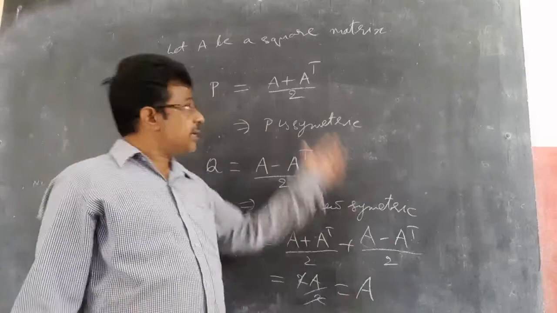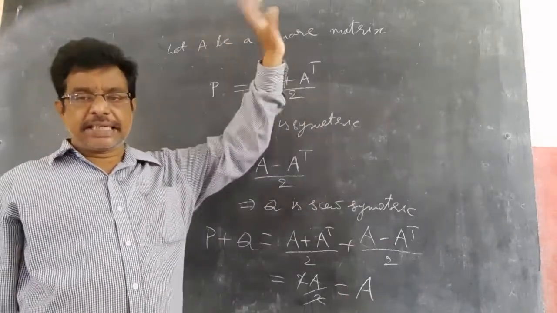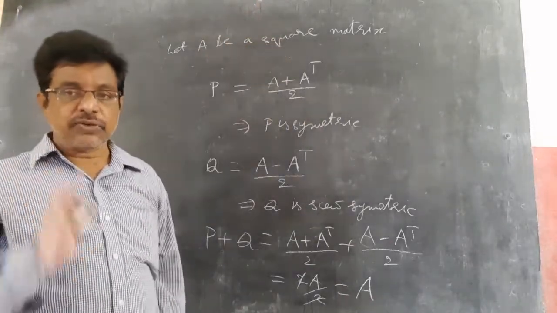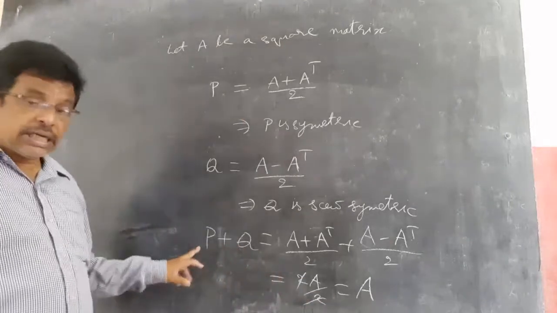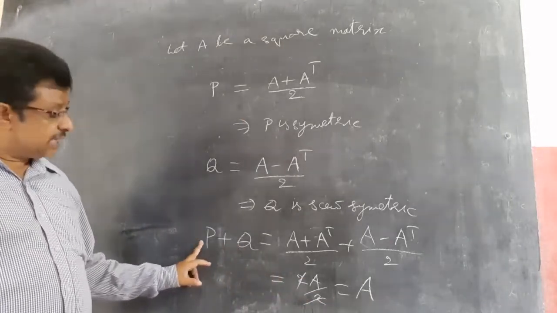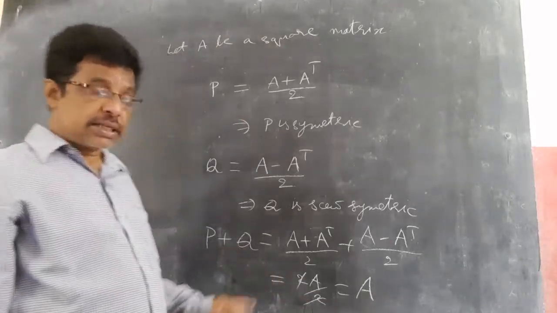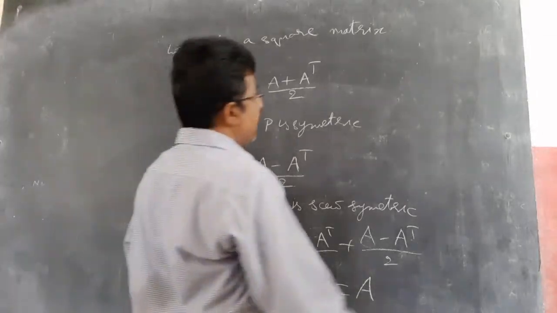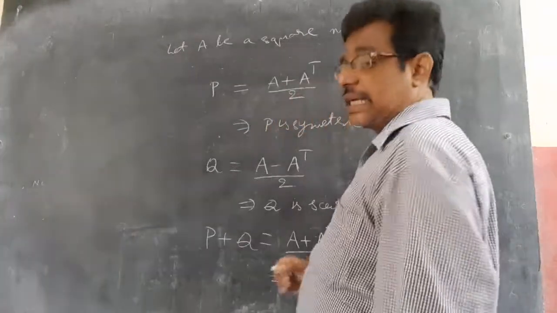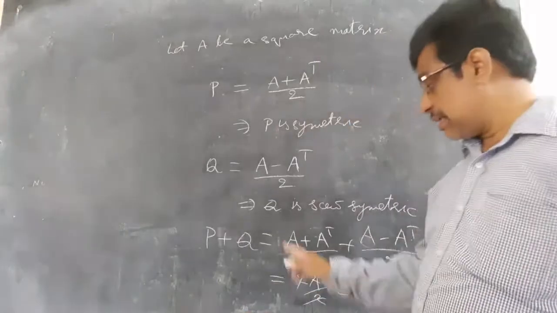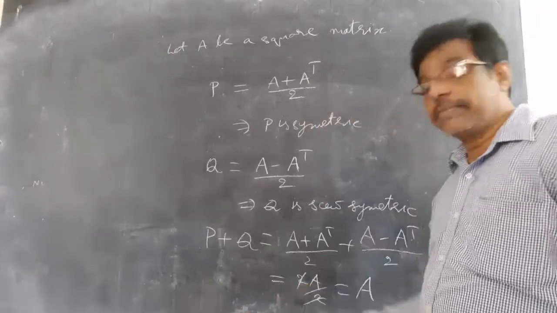A is some square matrix I told. I did not say it is symmetric or skew symmetric. A is some square matrix, but I am able to get sum of two matrices. One is symmetric, other is skew symmetric. Implies every square matrix can be expressed as sum of symmetric and skew symmetric matrix.